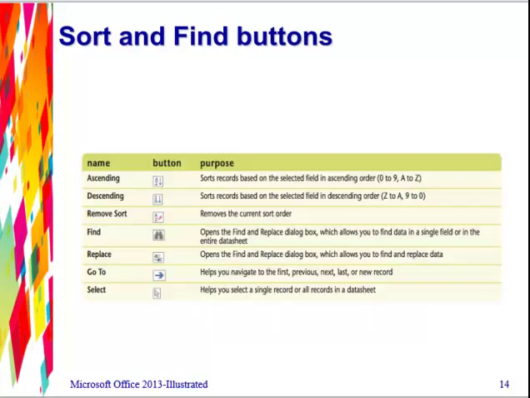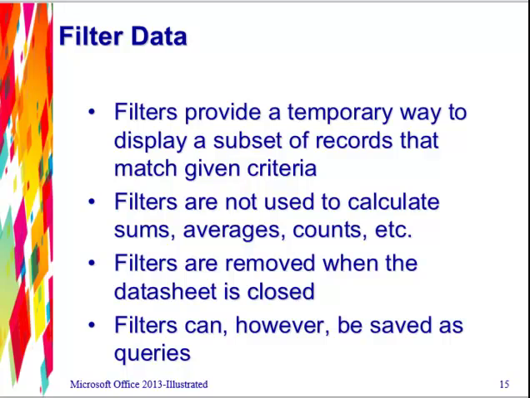So the next slide, we want to take a look at filtering data. Filtering data is on Access pages 36 and 37. Filtering data allows you to temporarily display a certain set of records that match the criteria that you're setting. They're not used to calculate or do any data manipulation. Filters are removed when the datasheet is closed, but filters, however, can be saved as queries.